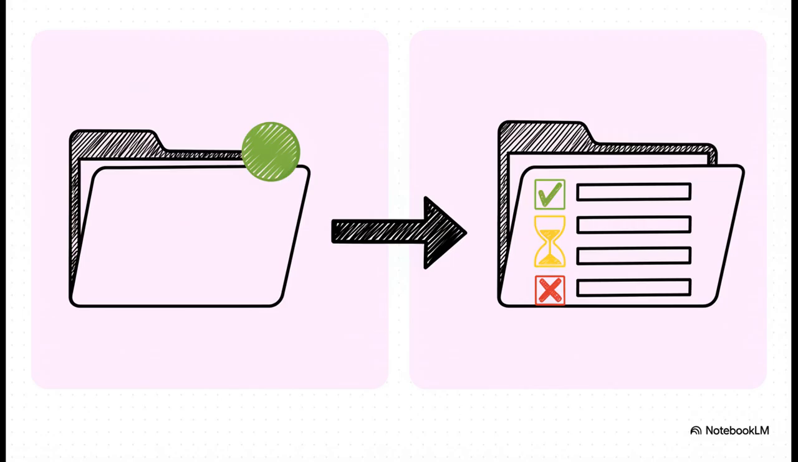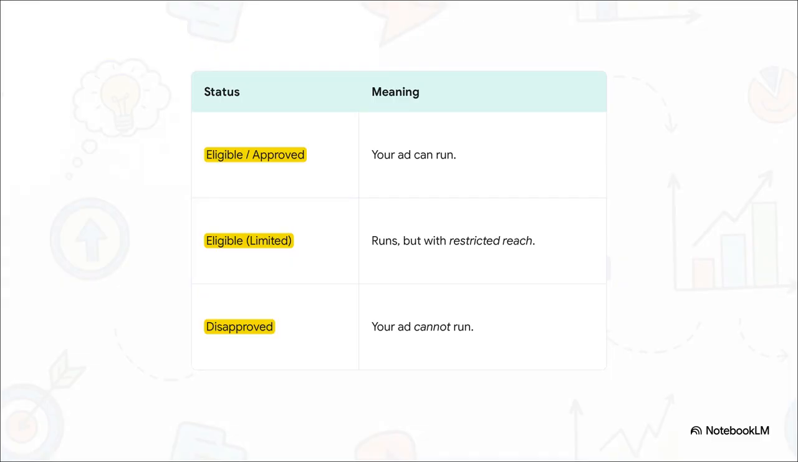But then each individual ad inside that campaign also needs its own green light. You can totally have an enabled campaign that's going nowhere because the ads themselves are stuck in review or worse, disapproved. So what are we actually looking for in that status column?